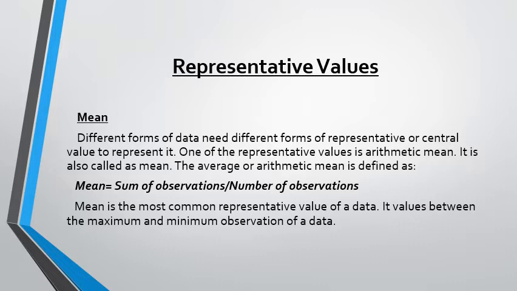It is also called the mean. In common words, the average means the mean. The mean is the average, or arithmetic mean is defined as the sum of observations upon the number of observations. That means whatever data we have, when we add all the data and divide it by the number of observations, then we get what is known as arithmetic mean or mean. And mean is the most common representative value of our data. Is that clear? So now we go on to the next representative value.